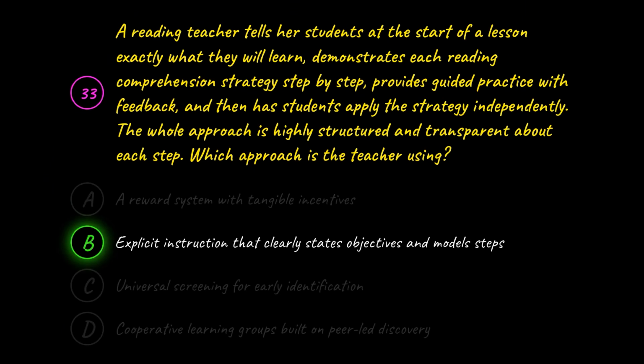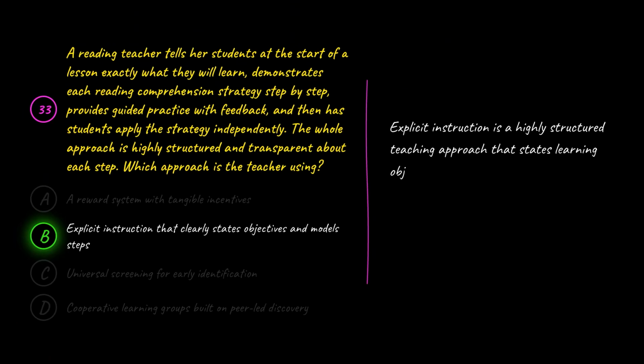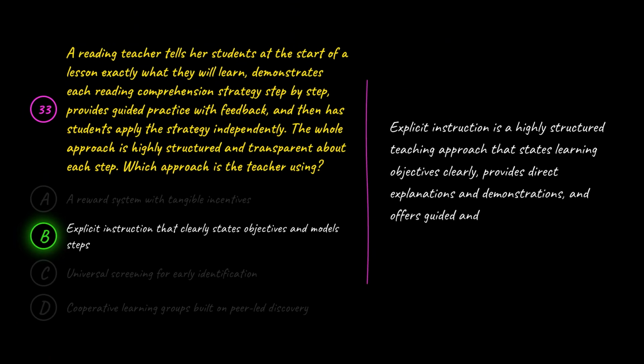The correct answer is B. Explicit instruction that clearly states objectives and models steps. B is correct because explicit instruction is a highly structured teaching approach that states learning objectives clearly, provides direct explanations and demonstrations, and offers guided and independent practice. The teacher's transparent step-by-step structure matches the definition.